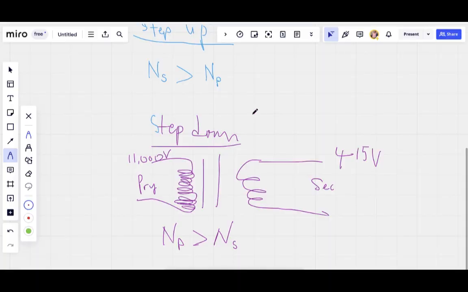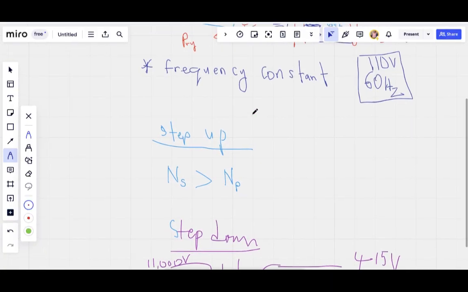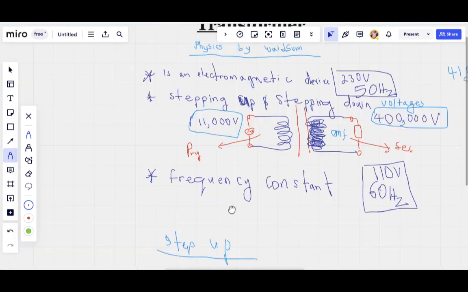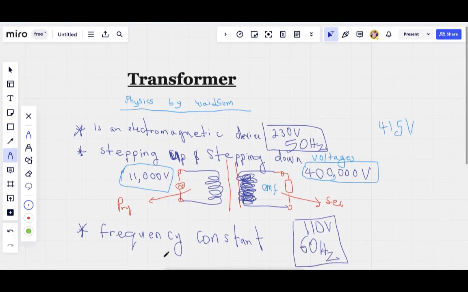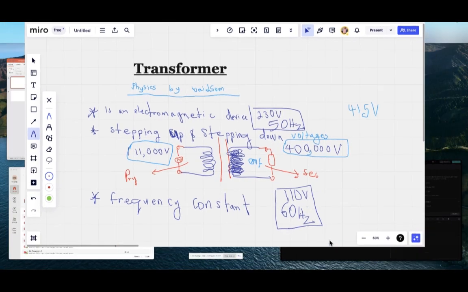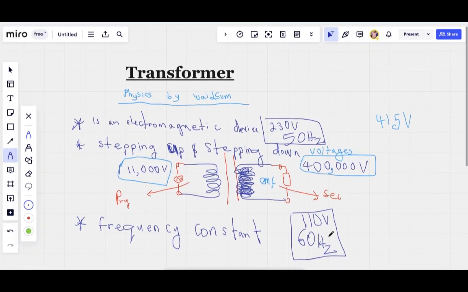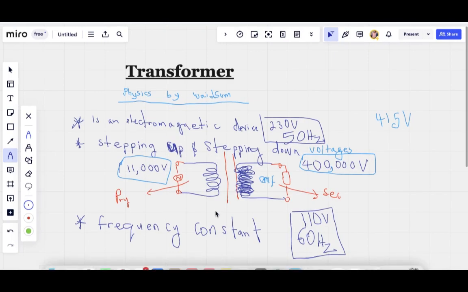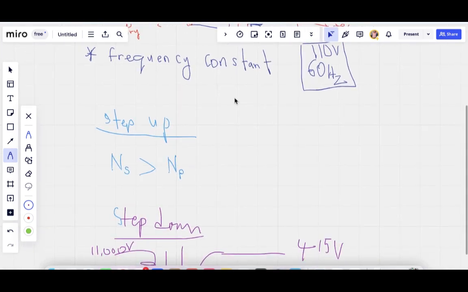For example, take a look at this. Look at our step up transformer in the first instance. The potential difference was increased from 11,000 volts to 400,000 volts. You can see the potential difference is increased. And then we say the number of turns in the secondary is larger than the number of turns in the primary.